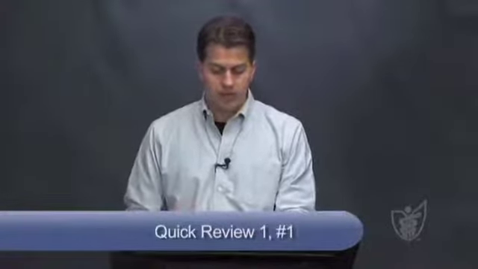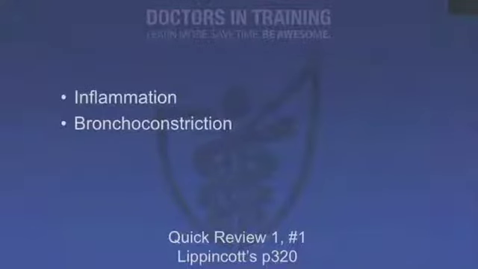Quick review 1. So let's review some of the key points from Dr. Moore's lecture by going through your study guide and making sure you have everything filled out. So if you look at page 1 of your study guide, number 1, what are the two components of an asthma attack? You got inflammation, you got bronchoconstriction. Those are the two main components.